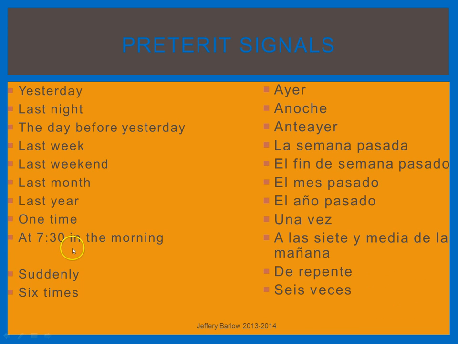7:30 in the morning can be any time of the day. I just picked 7:30 for this example. And 6 times can be any specific number. When you do something, when you did something a specific number of times, whether it's 6 or 6,000 or 6 million, you use the preterite.